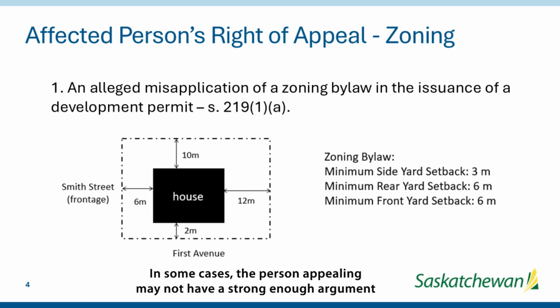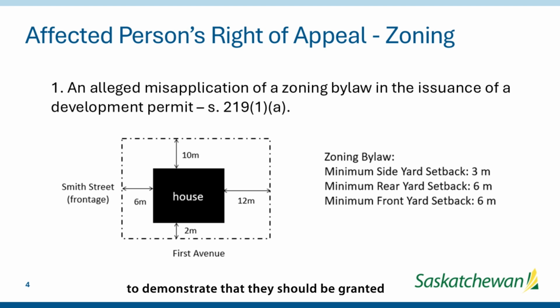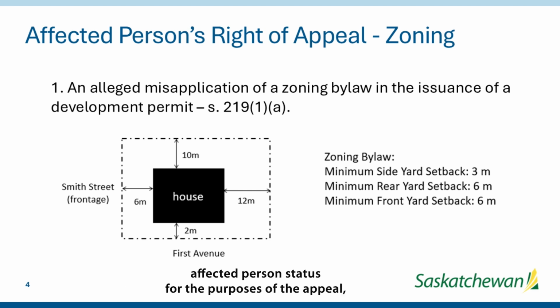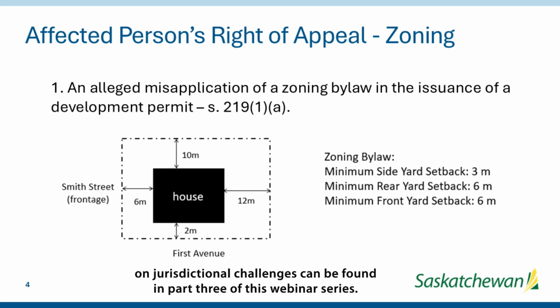In some cases, the person appealing may not have a strong enough argument to demonstrate that they should be granted affected person status for the purposes of the appeal. The board may be challenged on its jurisdiction to hear any appeal where the appellant does not qualify as an affected person. More information on jurisdictional challenges can be found in Part 3 of this webinar series.